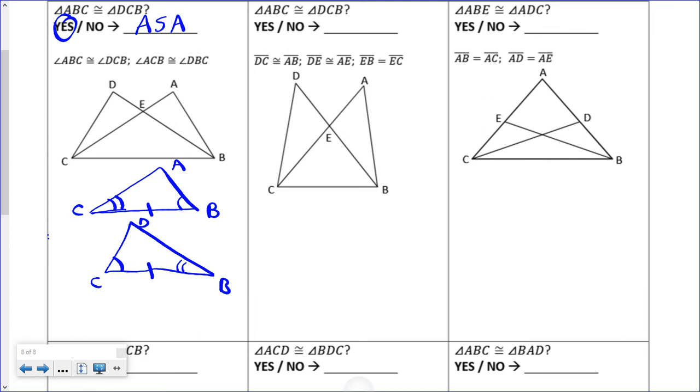That's how you approach these. You just draw them separate, figure out what's going on. You may need to add information the same way as before, and then you just decide if they're congruent or not. Okay? This one over here is talking about triangle ABC again, but it's been arranged slightly differently.